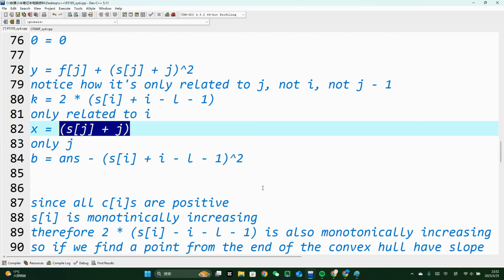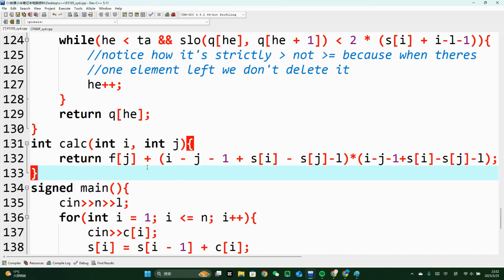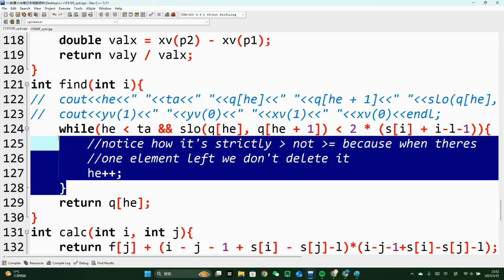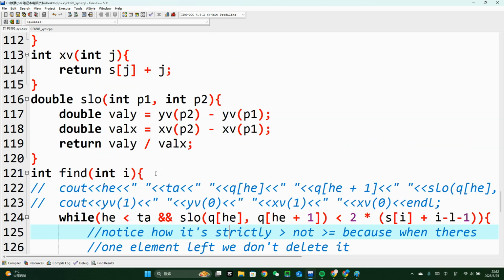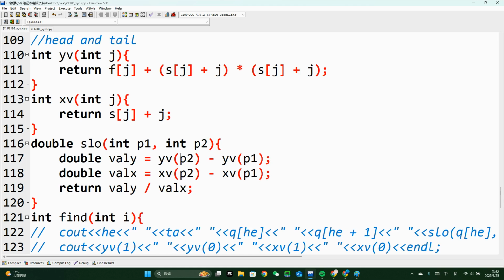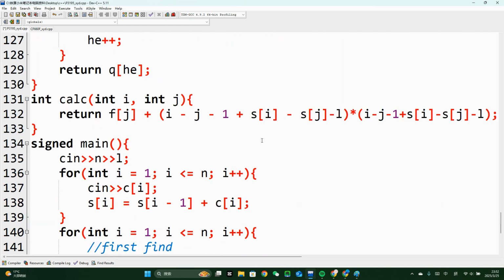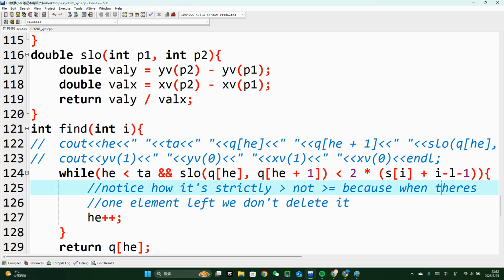And then you have the code. It's actually really simple. Calc is the answer. After we find the optimal j, we have to calculate the answer, right? Find is finding the optimal j, where we basically just pop every single line if the slope is even less than our current slope, because we know that all the later slopes are going to be even bigger. And then we calculate the slope, obviously, y over x, and the y and x coordinates are solely determined by j. And then the slope of the current line is determined by i, like this. And this is where our bug comes in.